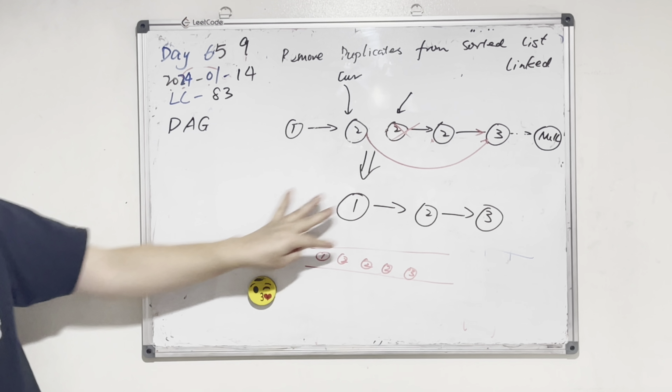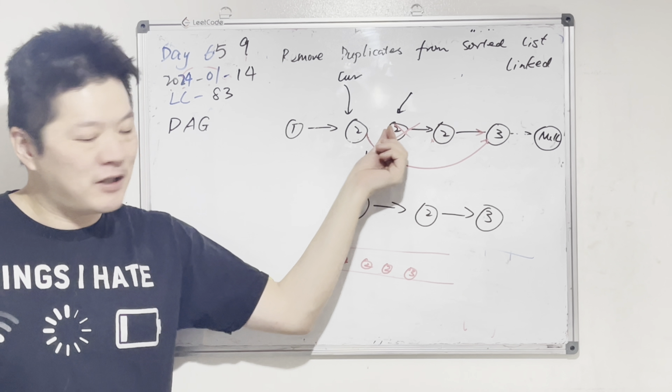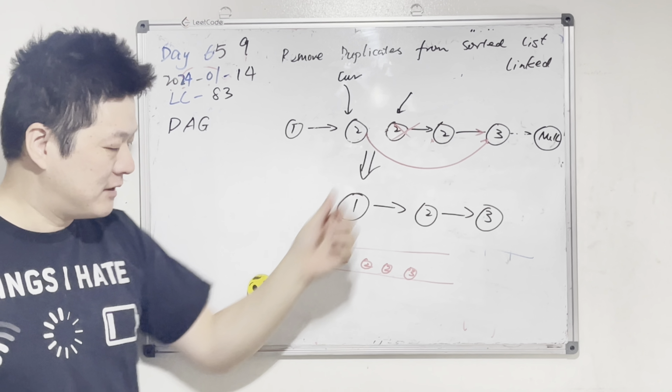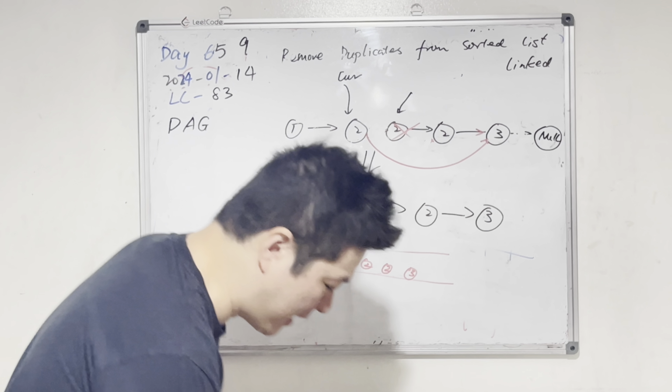If it's the same, then we just remove the next one by pointing the next pointer of the current node to the node pointed to by the next one. Okay, so let's write the code.